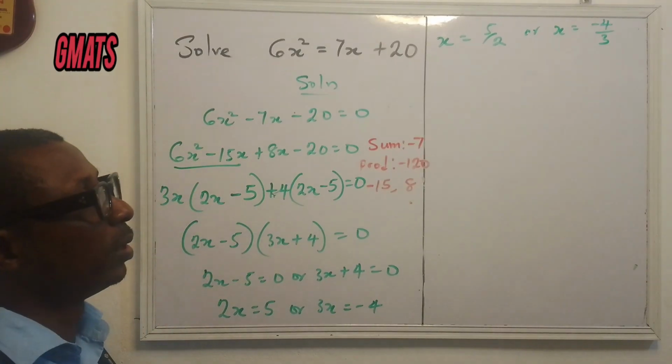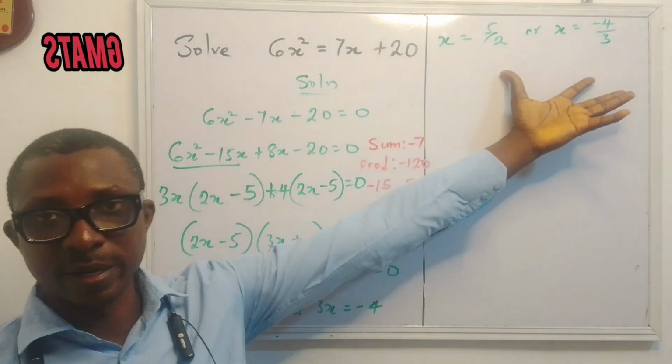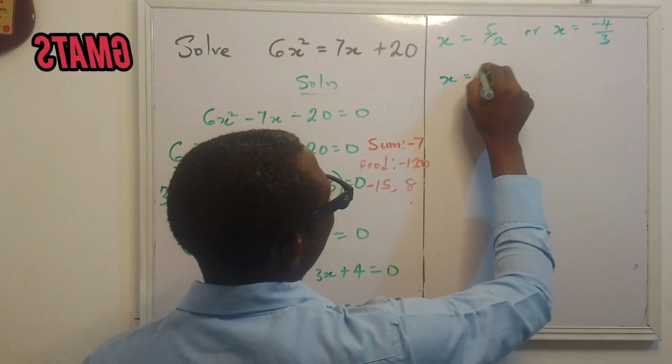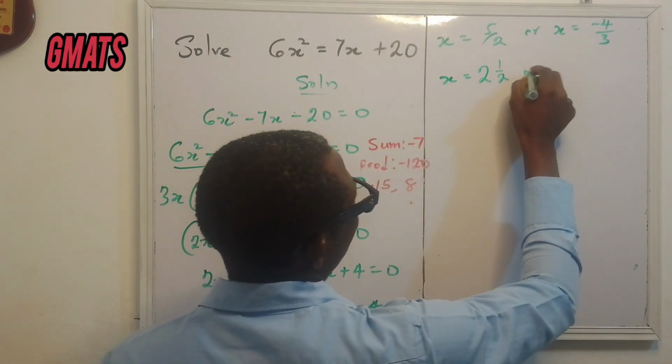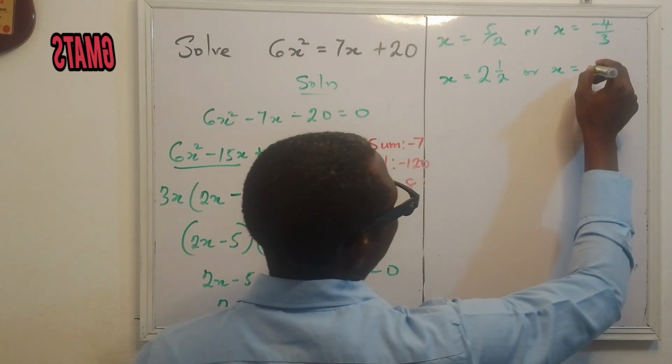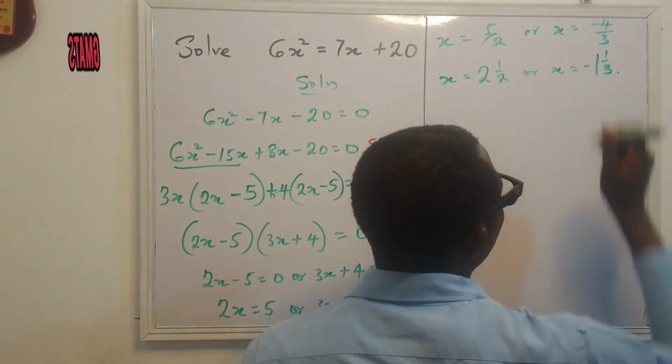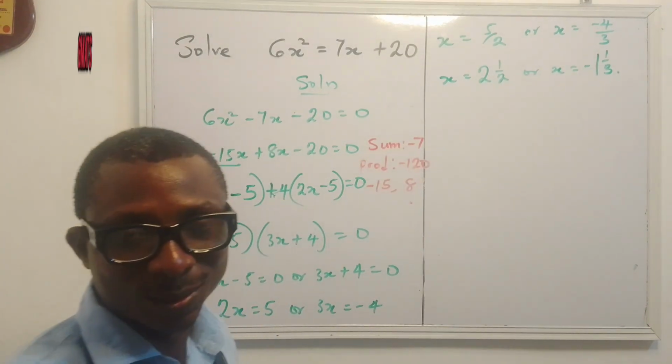Okay, so now you have to simplify this one further. So the answer here will give us 2 whole number 1 over 2, or x equals negative 1 whole number 1 over 3. So now this is the answer to the problem.